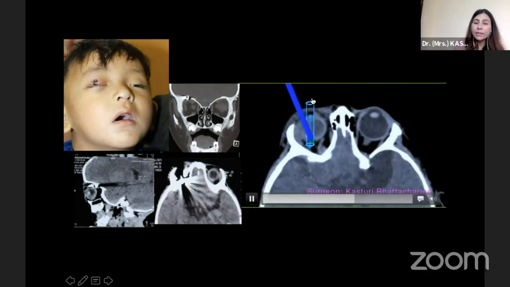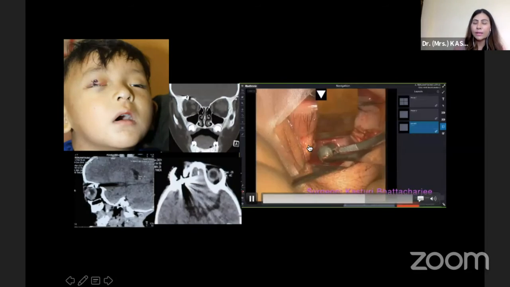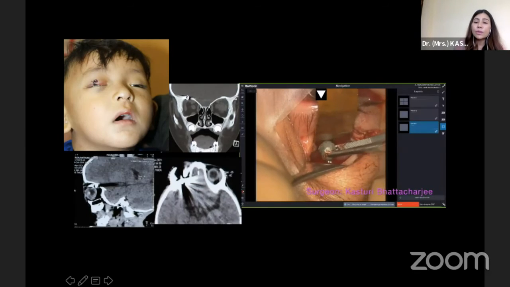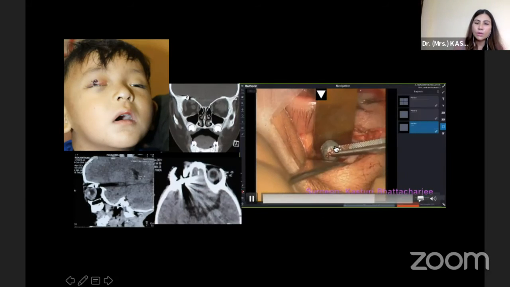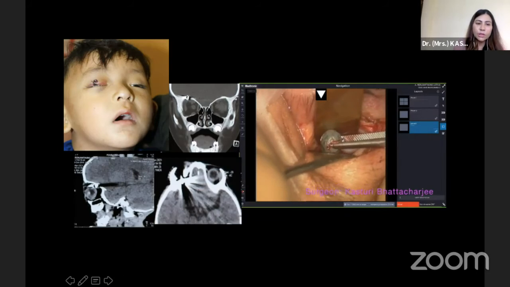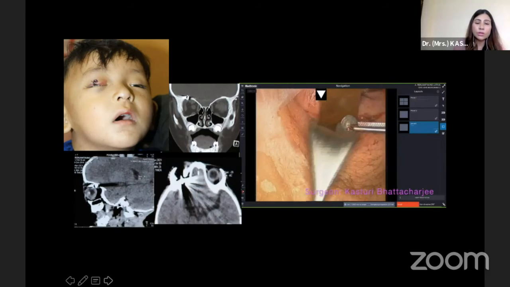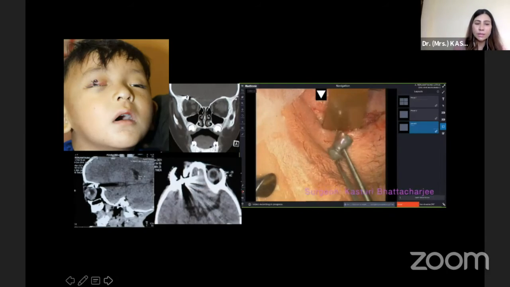This is, you can track it. You just need to follow the tunnel. And if you know the point of entry and where exactly you want to target, with very, very minimal manipulation, you can take out the pellet without causing much injury to the adjacent structures. And also you can salvage the eye, as you can see in this child.